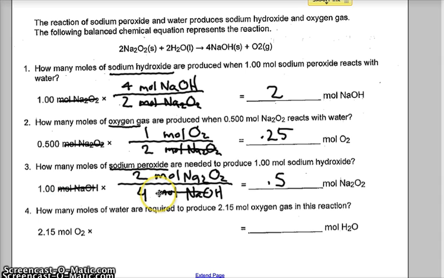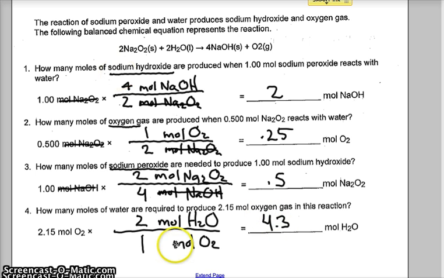And I forgot to write, it's always important to cancel the units. It's a visual thing to see that what you're ending up with is what they want you to have at the end. So now we want water. It says how many moles of water are required. So we put moles of H2O on top, and we have moles of O2 on the bottom. So there's a 2 in front of the H2O, and there's a 1 in front of the O2. So 2.15 times 2.